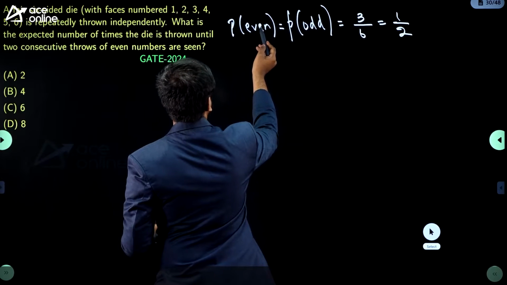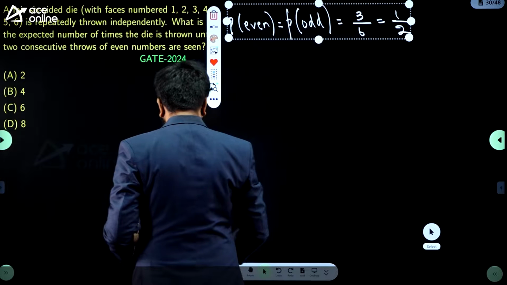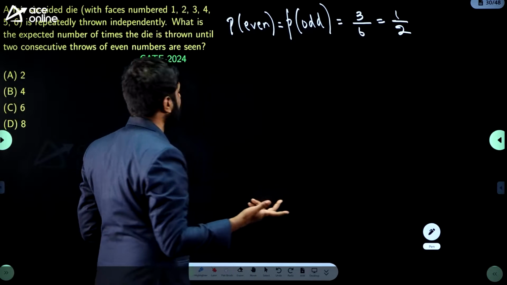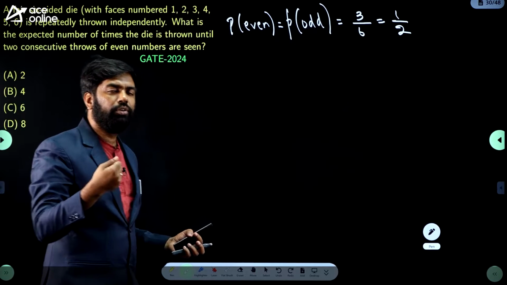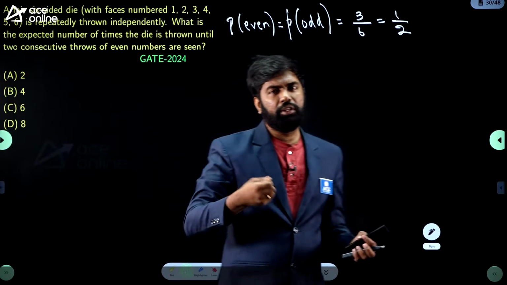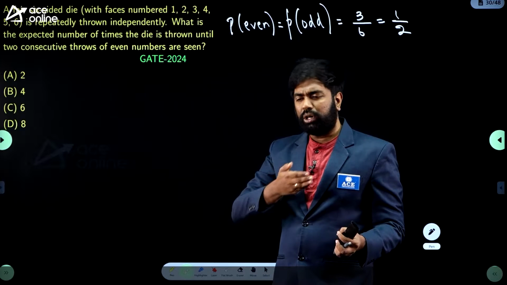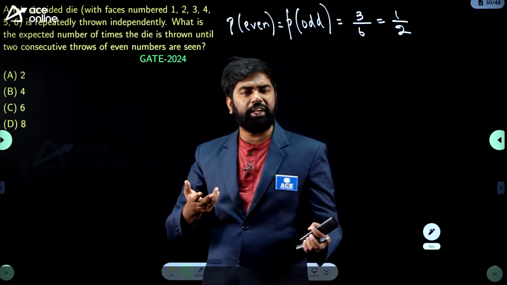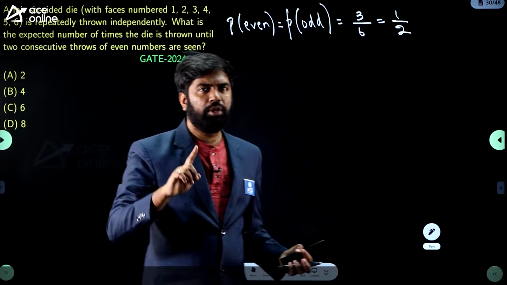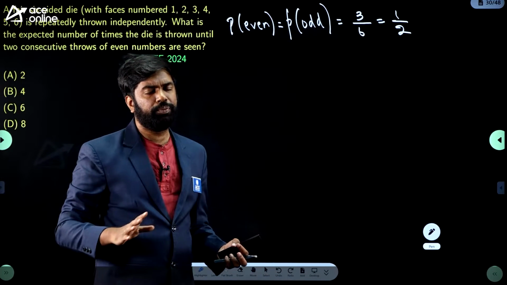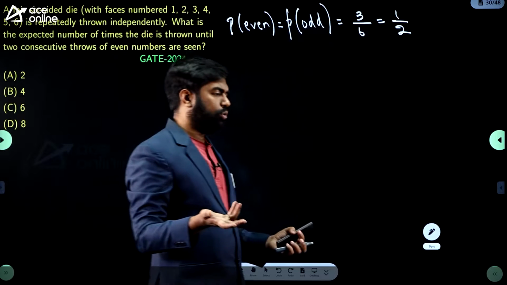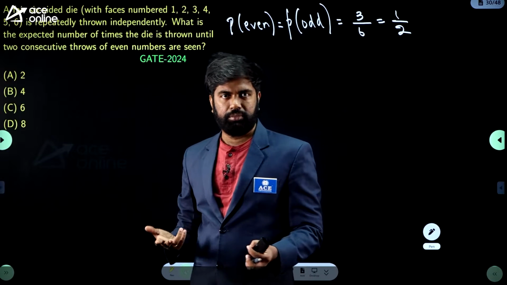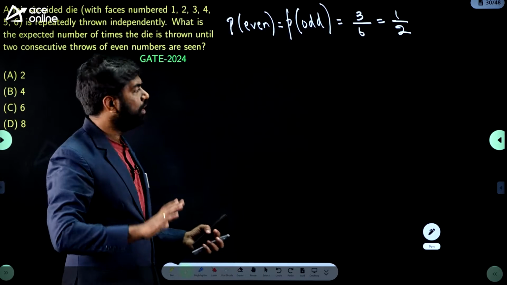Now what he wants is, until you get two consecutive even numbers, the die is continuously thrown. So what is the average number of throws to get two consecutive even numbers? That is the question. In the previous GATE also the question was, what is the average number of throws or tosses to get two consecutive heads? So almost the same pattern, the answer is also the same.